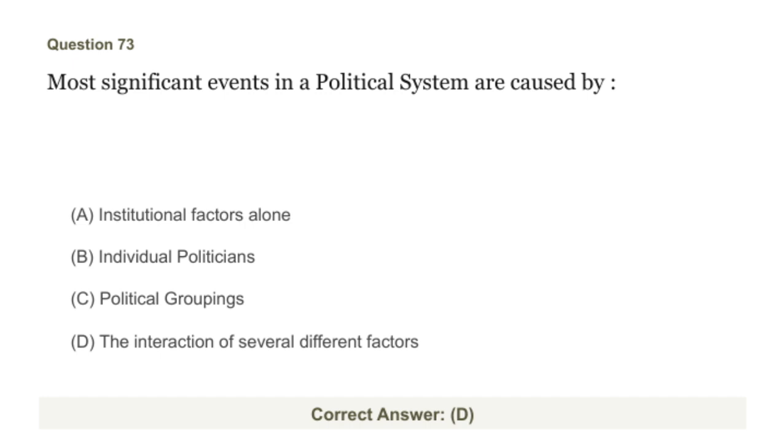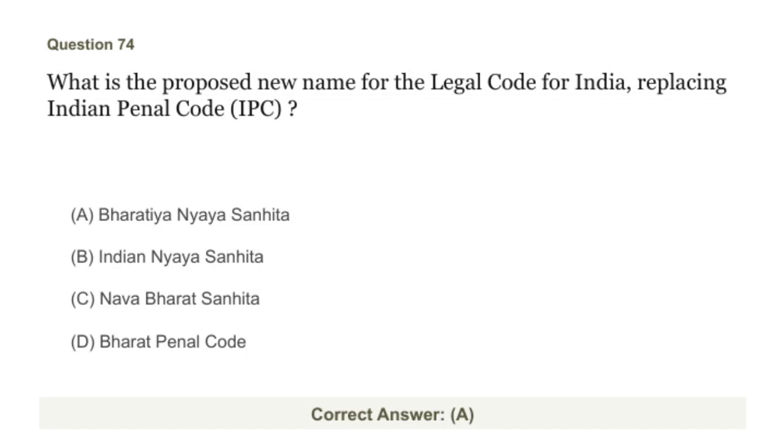of a political system. The correct answer here is option A, Bharatiya Nyaya Sanhita. This is the proposed new name for the legal code in India that is set to replace the Indian Penal Code, or IPC. The idea behind this change is part of a larger effort to revise and modernize our legal framework, making it more aligned with our national identity and cultural values. It's important to note that this renaming is more than just a cosmetic change. It reflects a broader initiative to create a legal system that resonates more deeply with Indian traditions and principles.